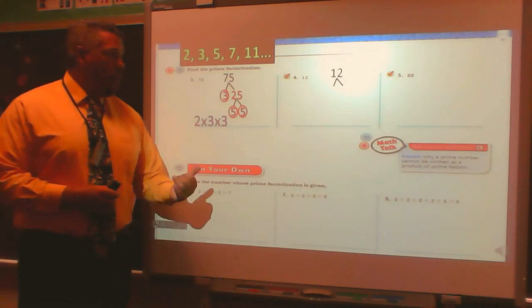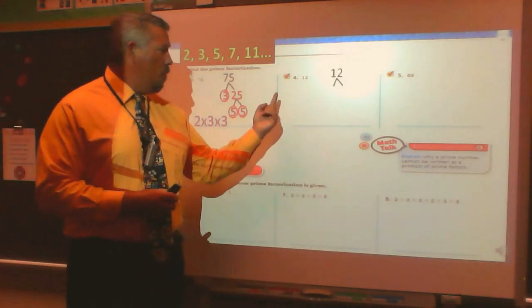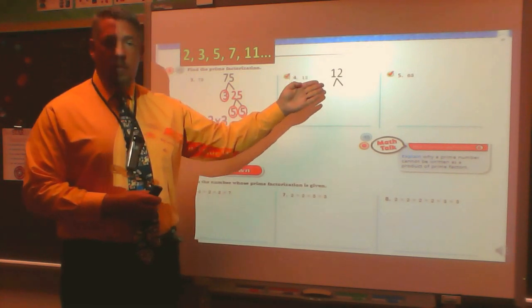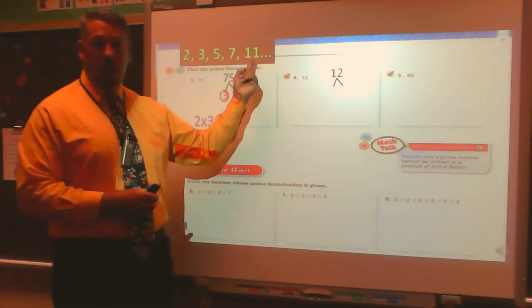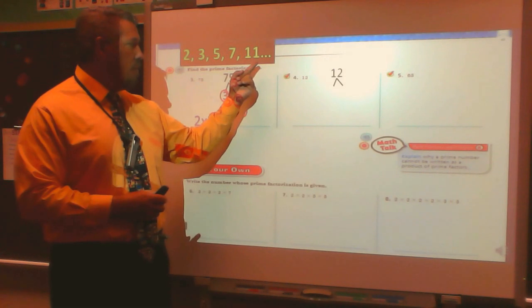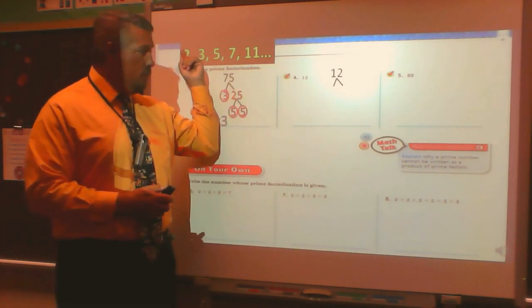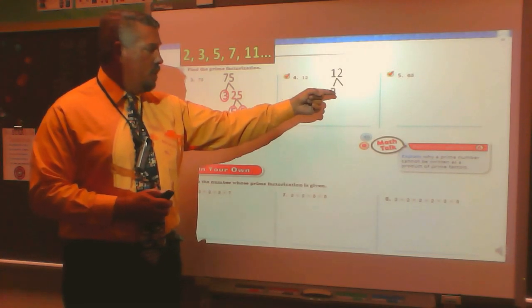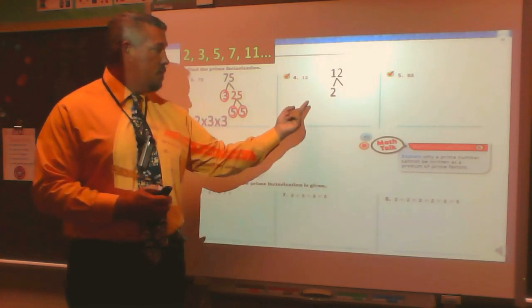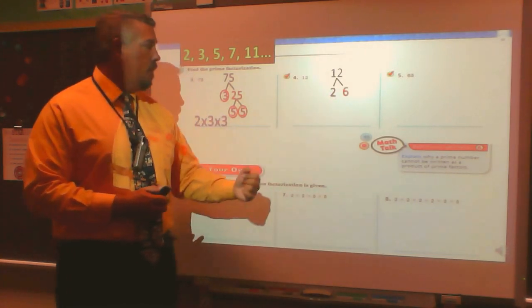So when I go to the 12 then, I want to do the same thing. I know it's not a prime. It's not even in my list, even though my list stopped at 11. Will 2 go into it? Is it an even number? 2 does go into it. 2 goes into it 6 times, because 2 times 6 is 12.